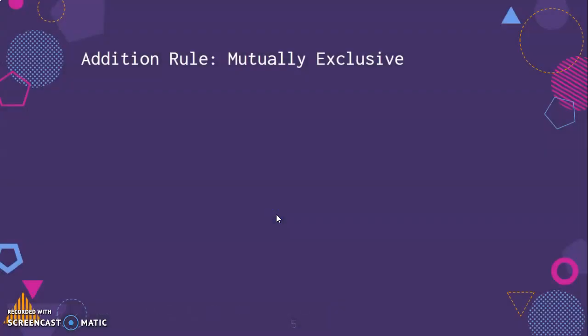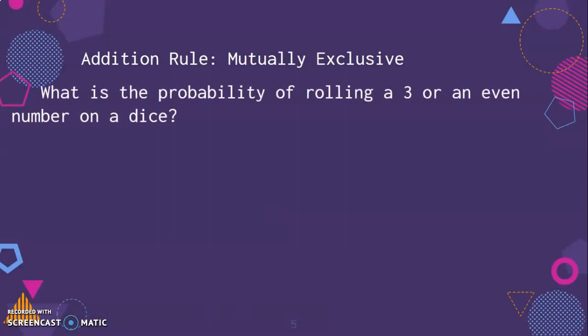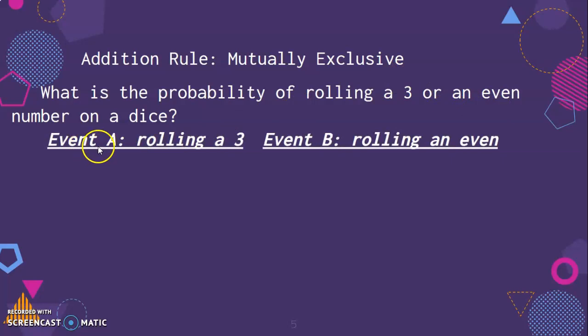So we'll look at an example with a mutually exclusive event because it's the simplest. What is the probability of rolling a 3 or an even number on a dice? And generally when you see a problem like this, they won't tell you this is mutually exclusive. You'll have to determine that. So can we get a 3 and an even at the same time? No, there's no way, because 3 is an odd number, and therefore the even set is not going to overlap. So we're going to call our event A rolling a 3, and our event B is rolling an even.